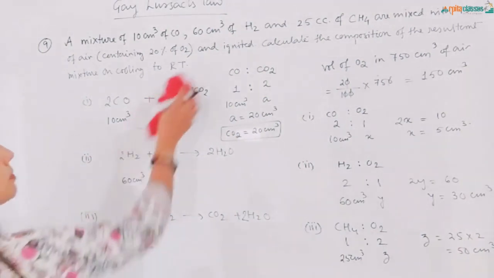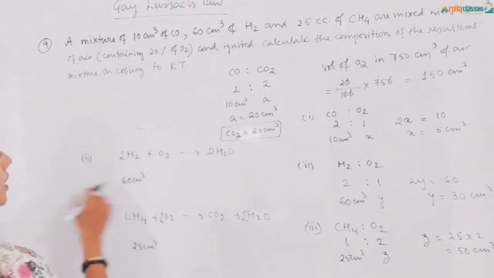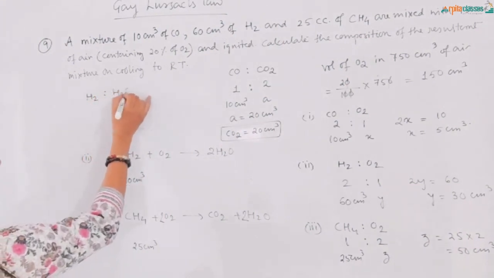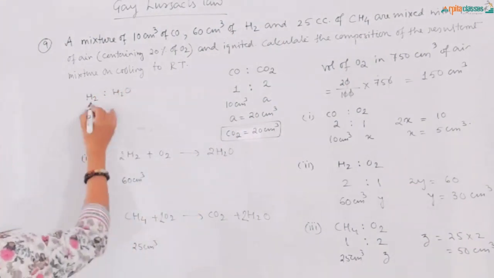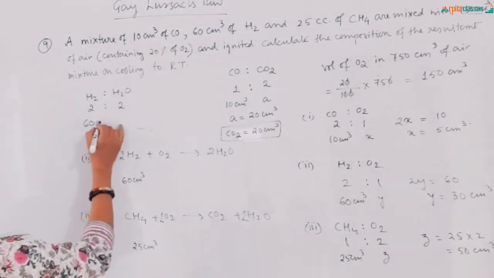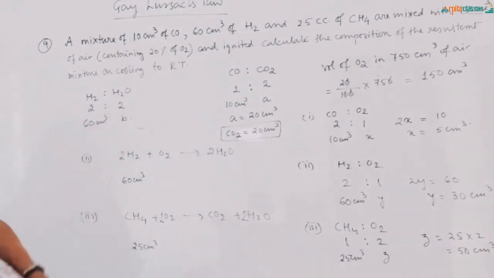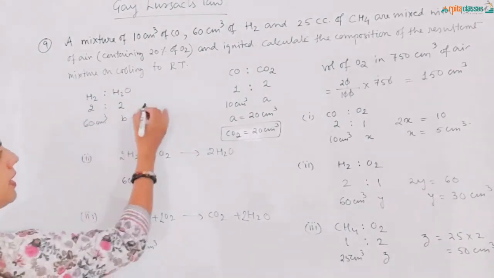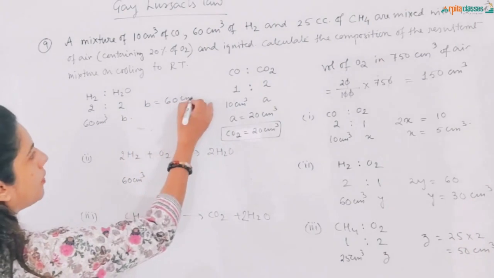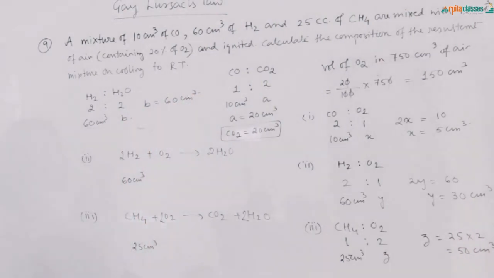Now from the second one, hydrogen is to water vapor, which is 2:2. So if hydrogen is 60 centimeter cube, how much will water vapor be? Let it be B. Cross multiply and very clearly you will get B is equal to 60 centimeter cube. That means from the second equation we are getting water vapor as 60 centimeter cube.